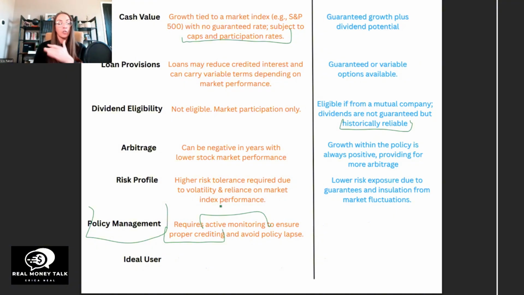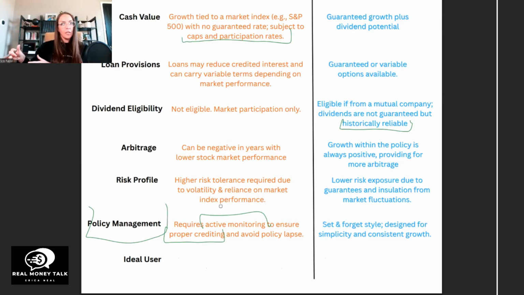So when you take out a loan, you can decide how, when, and if you pay those loans back. But if you don't pay those loans back, it can cause your policy to lapse. If you don't pay enough of your premium, it can cause your policy to lapse, right? So again, not good or bad. It's just something to be aware of. It is a commitment that you are going to need to manage that policy much more actively, versus on the whole life side, it's a little bit more of a set it and forget it style.